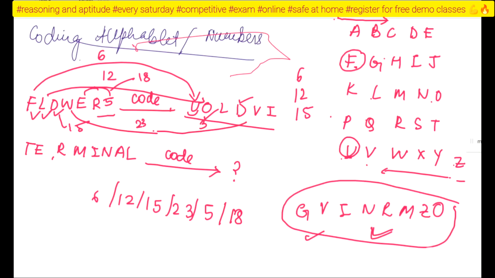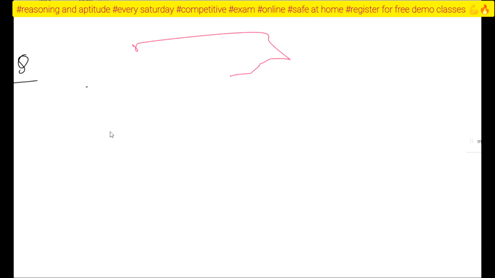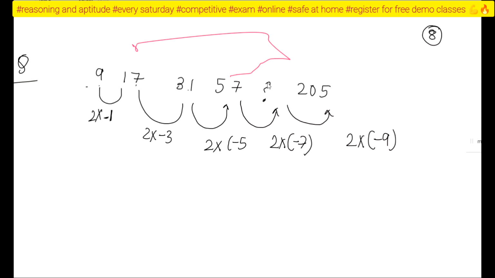Write the answer. And suppose I have a series of numbers like this: 9, 17, 31, 57, question mark, and then 205. Now you have to find out the relationship among these. It is very easy. You know how? See, 9 and 17, what is the relation? It is 8. Very good. The answer will be 107.